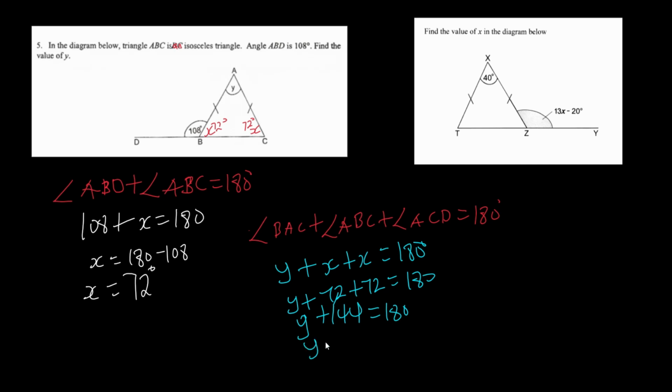So which means that Y is equal to 180 minus 144, which will give us 36 degrees, which means that the value of Y equals 36 degrees. Now over here we are finding the value of X in this diagram.